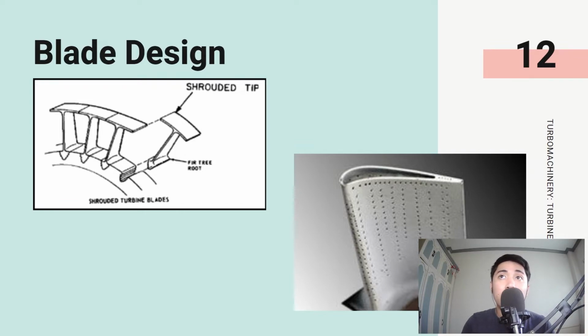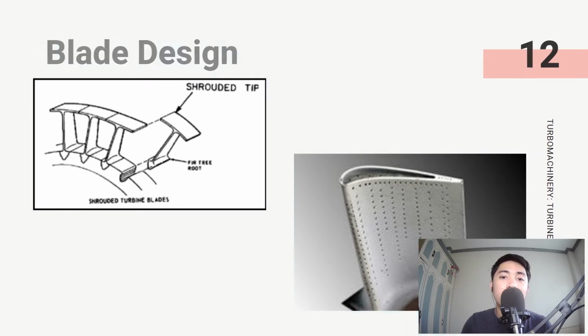The shrouded blades form a band around the perimeter of the turbine that serves to cut down gas leakage around the tips of the turbine blades, and thus improve the airflow characteristic and increase the efficiency of the turbine. The shroud also serves to reduce blade vibrations. In some cases, the airfoil of the turbine blades contain holes called film cooling holes for increased thermal efficiency.